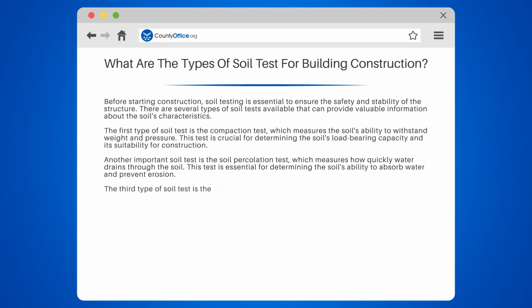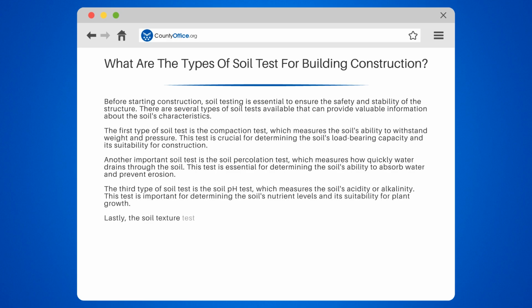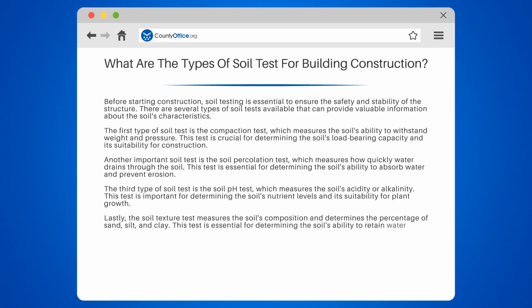The third type of soil test is the soil pH test, which measures the soil's acidity or alkalinity. This test is important for determining the soil's nutrient levels and its suitability for plant growth. Lastly, the soil texture test measures the soil's composition and determines the percentage of sand, silt, and clay. This test is essential for determining the soil's ability to retain water and nutrients.